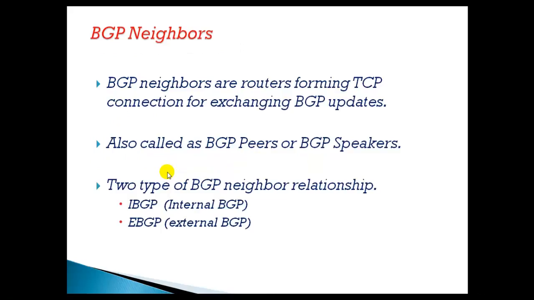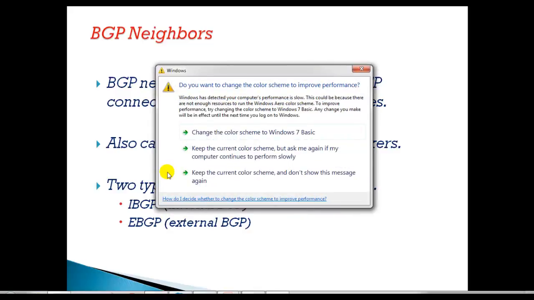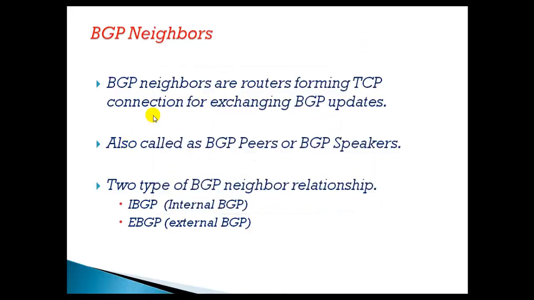BGP neighbors are similar to your OSPF neighborship or EIGRP neighborship, but there are a few differences. BGP neighbors form the neighborship by using a TCP connection on port number 179, and then they exchange the routing updates. The BGP updates are only exchanged once they form the neighborship, and this neighborship has to be manually configured. We'll see those commands. What does manually configured mean? I'll get into that.